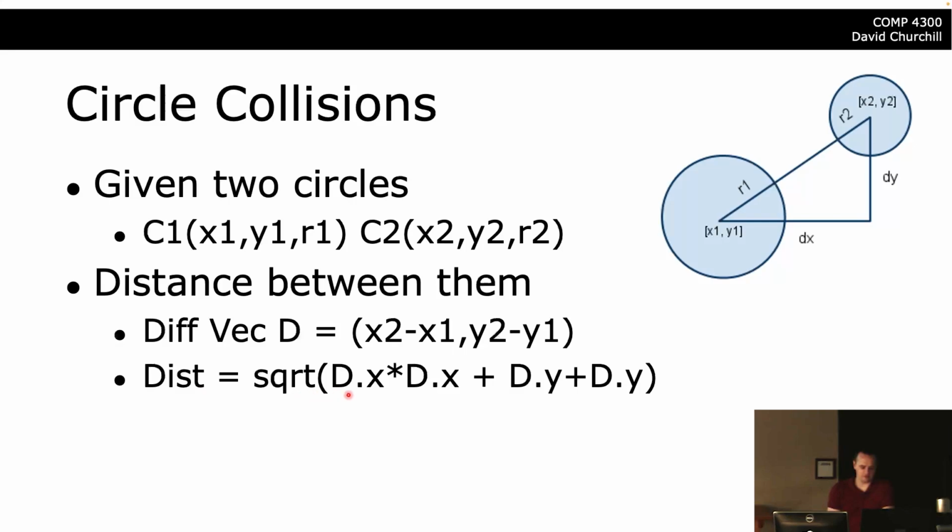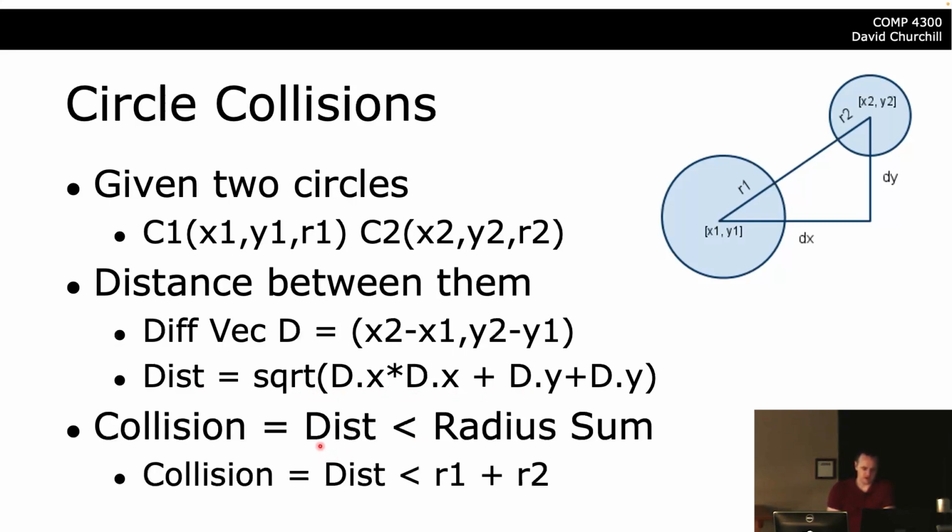So the distance is the square root of the sum of the squares. And then there's a collision if the distance is less than r1 plus r2. That's it. But who can tell me, even though this is correct, what is not desirable about this?